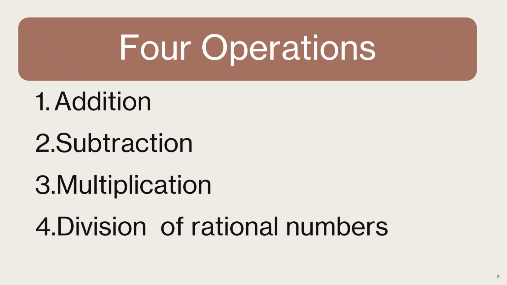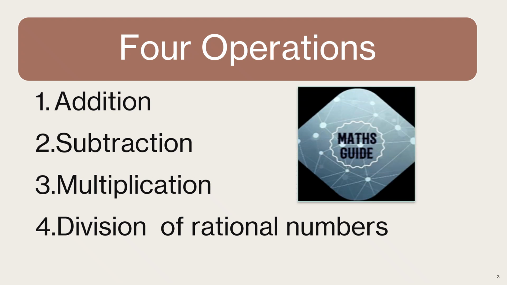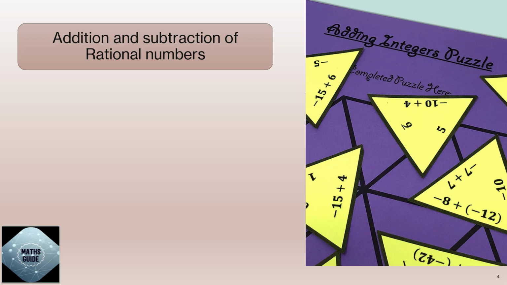Now let's recall the concept of the 4 basic arithmetic operations, which are addition, subtraction, multiplication, and division. And we will learn step by step how to apply them on rational numbers. In this video, we will cover the topic of addition and subtraction of rational numbers, and in a subsequent video, we will cover the concept of multiplication and division of rational numbers.